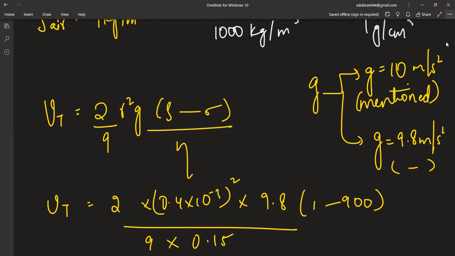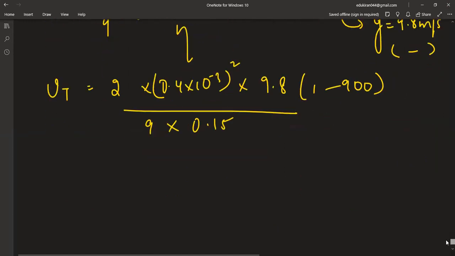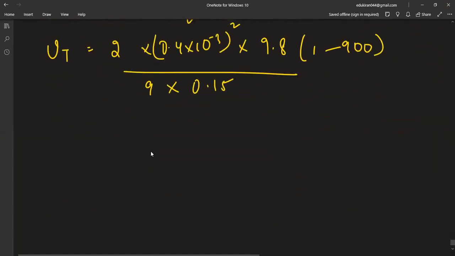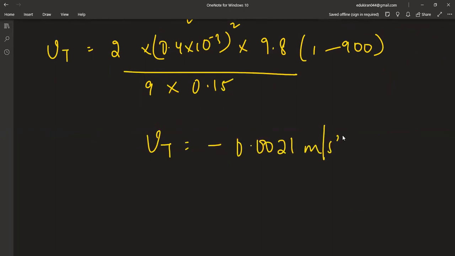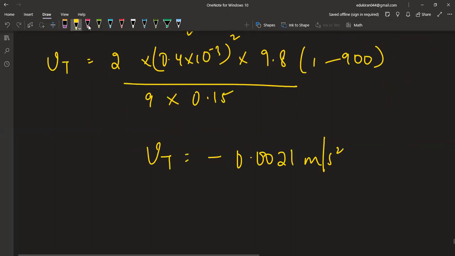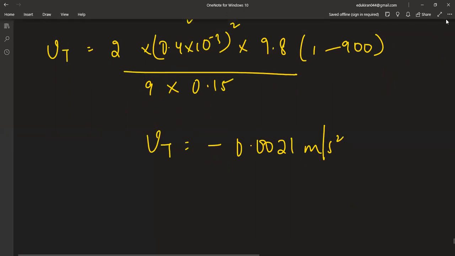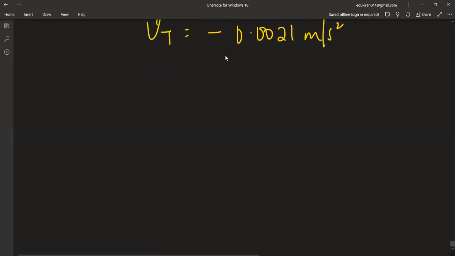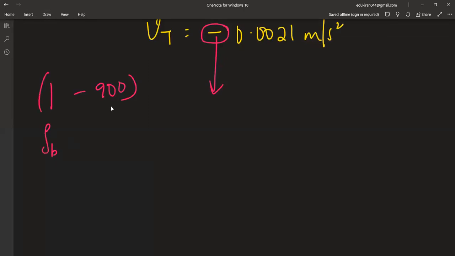One more thing. In this question, when you will be solving in your exam, if you notice terminal velocity is coming negative, I think the answer to this is 0.0021 meter per second. Examiner, what all modifications can be done in this question? The examiner can further ask you why there is a negative sign in your velocity, right? Because we have written 1 minus 900, the density of the body minus the density of the liquid.